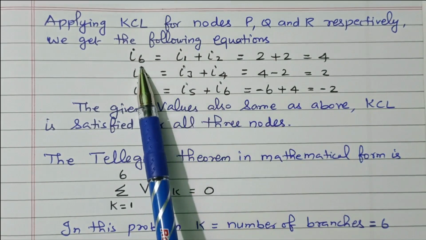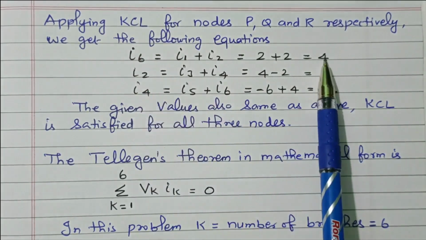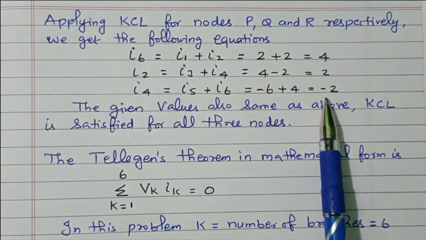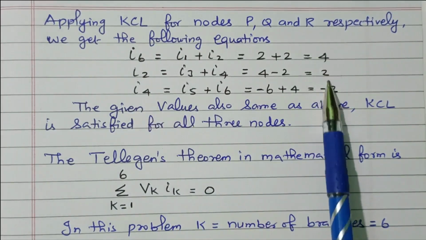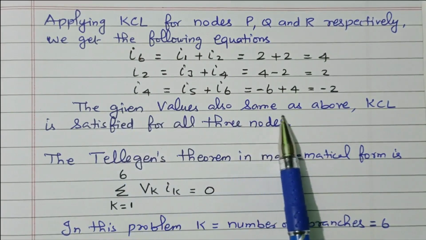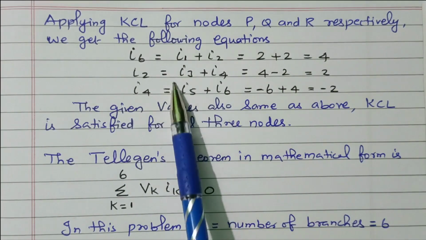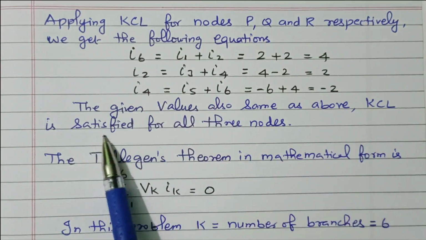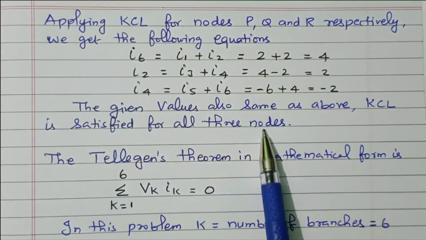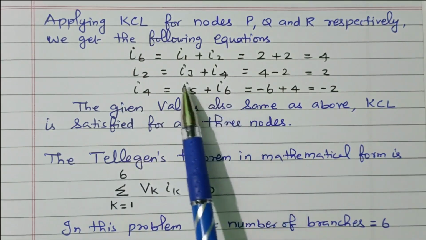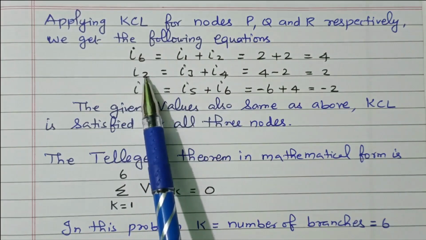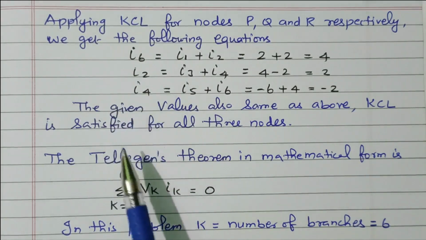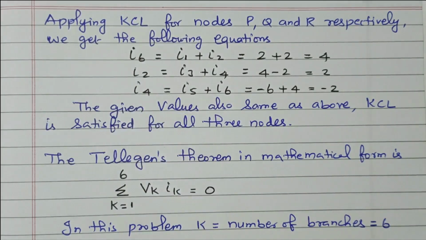Right. So I6 that we got is 4 amperes, I2 that we got is 2 amperes, I4 that we got is minus 2 amperes. So these values are the same as the given values. What we got in this equation equals the given values also. So KCL is satisfied for all 3 nodes. By applying KCL, we got the values of I6, I2 and I4, which are equal to the values given in the problem also. So KCL is satisfied.